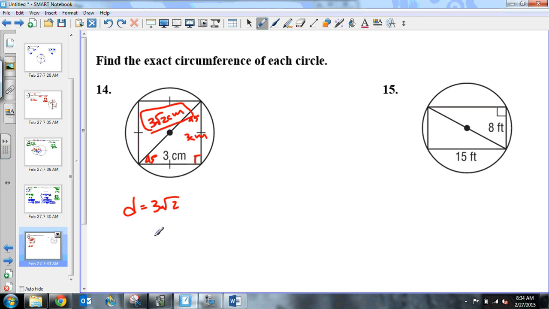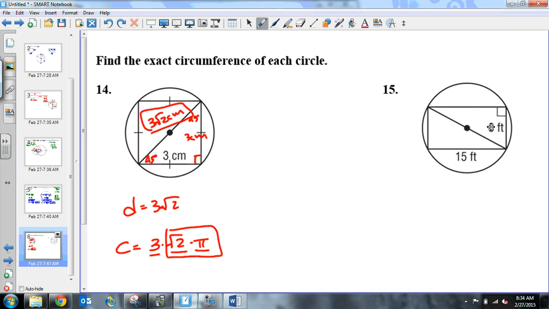Now it wants me to find the circumference. So I'm going to take my circumference, which is 3 times the square root of 2, and multiply it by pi. Okay, and this is the exact circumference. Even though we don't really have an actual number, this is the product of 3 numbers. Now these 2 numbers, the square root of 2 and pi, are irrational numbers. They will never repeat, they will never end. And so this is exact. This tells me the exact distance around it. We could put it in a calculator and approximate it, okay?